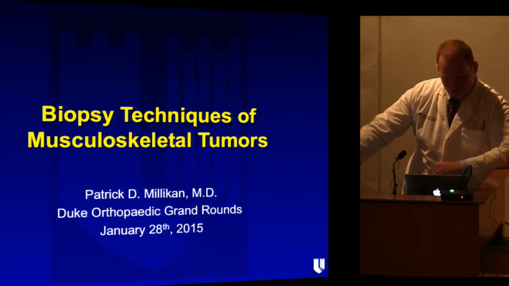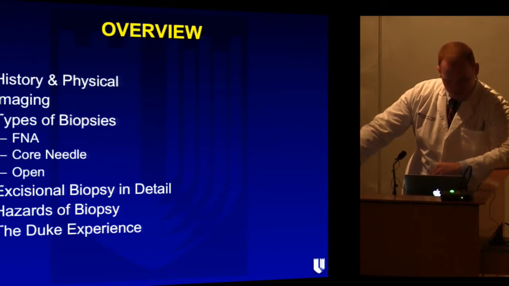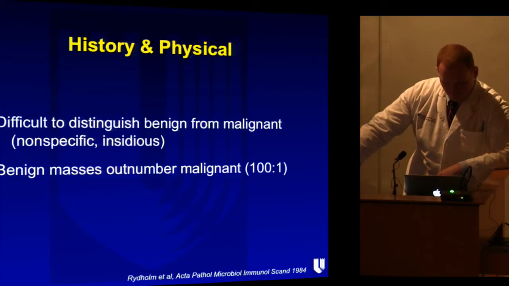I'll talk today about biopsy techniques of musculoskeletal tumors. We'll discuss the role of biopsy in the spectrum of evaluation of the patient who presents with an unknown mass. We'll begin with history and physical, as well as imaging. We'll then discuss different types of biopsies and their pros and cons. Excisional biopsy we'll talk about in a little bit more detail, and then finally we'll talk about the hazards of biopsy and the Duke experience with these complications.